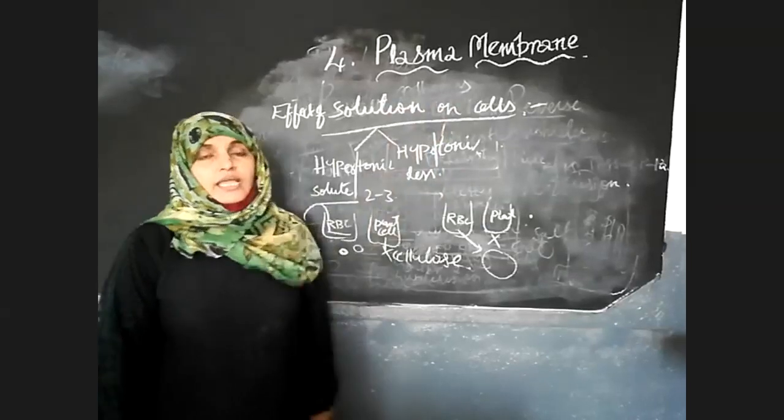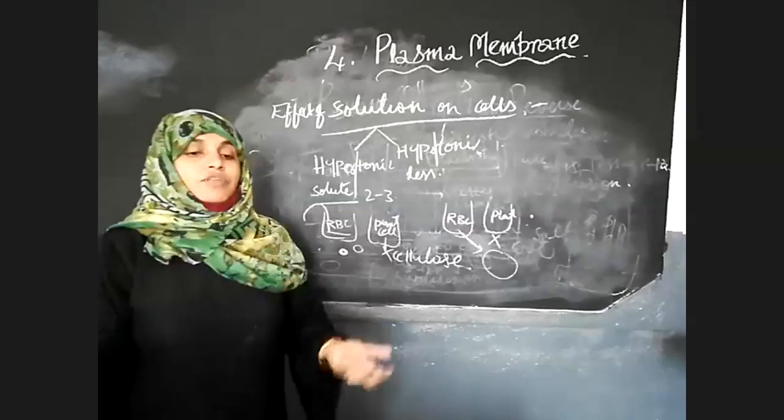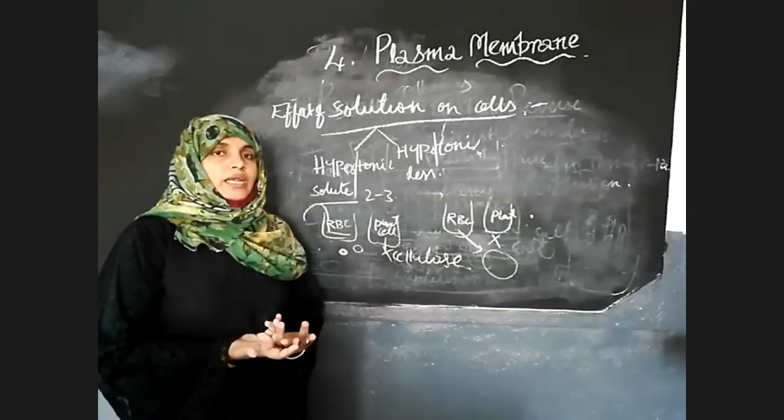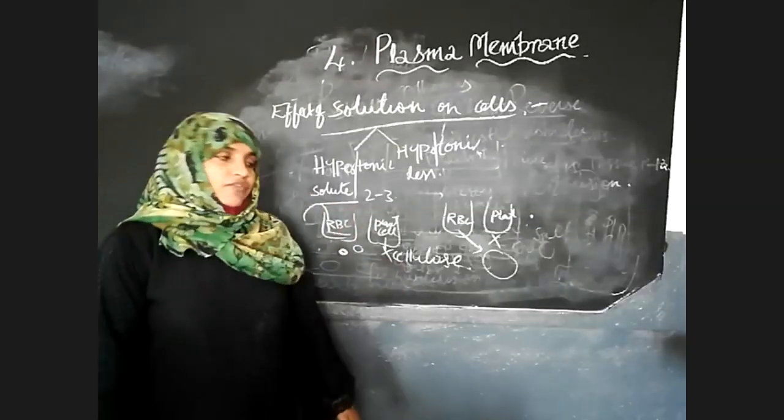When different cells are kept, they will show the changes because of the plasma membrane, which is acting like a selectively permeable membrane, semi-permeable membrane. In such a way we will see the differences.